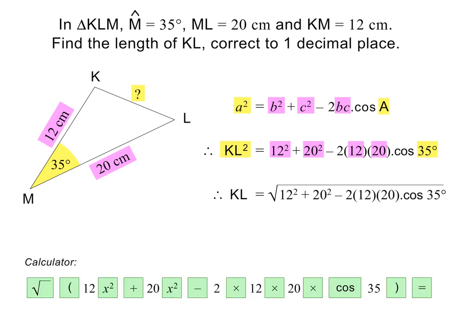Next, we need to do the following on the calculator, being careful to put in brackets where necessary. Correct to 1 decimal place, the answer we are looking for is 12,3. Click pause and make sure you get the same answer on your calculator.